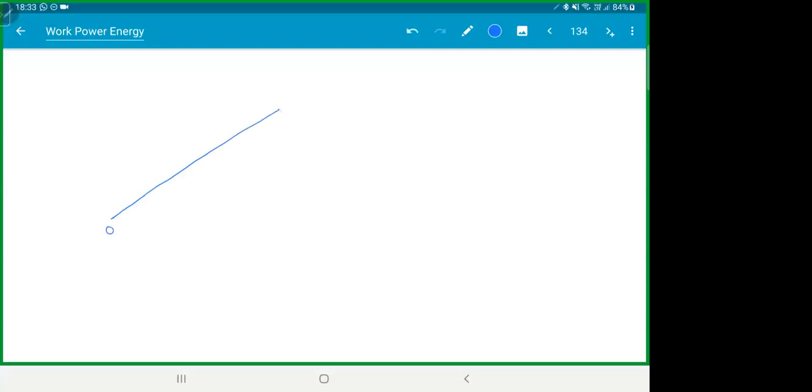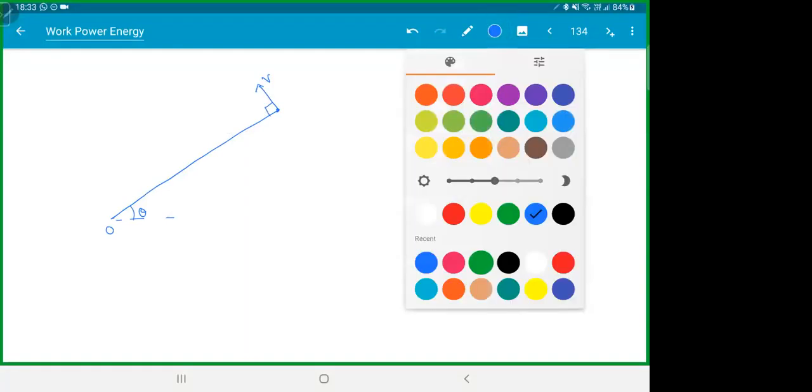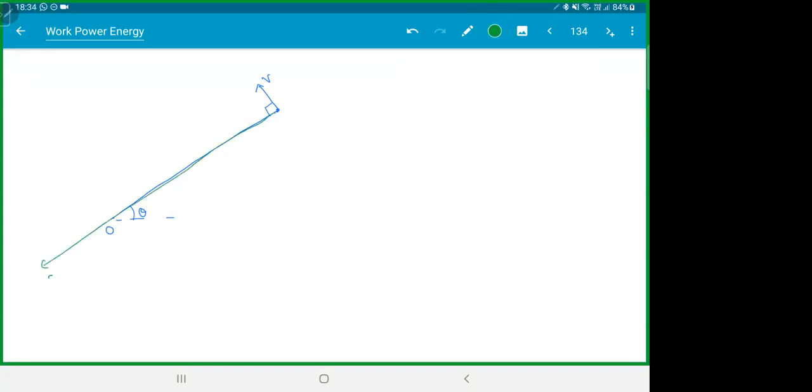So this is O. At this point, this is theta. This is your velocity V at an angle theta. So you can choose this as your x-axis, and this is your y-axis. That's what we do in projectile motion. This acceleration is g cos theta. This acceleration is g sine theta. Here, ux is 0 and uy is v.